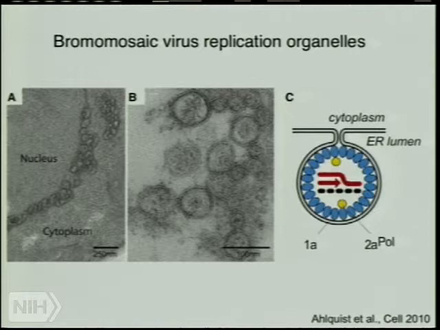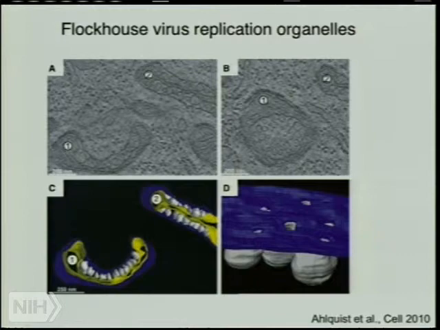Here's another example. Flockhouse virus uses the mitochondrial outer membrane as a platform for replication. So the mitochondrial outer membrane makes these invaginations or these saccules, and the replication machinery are within these saccules. And they have access to the cytosol through these pores.